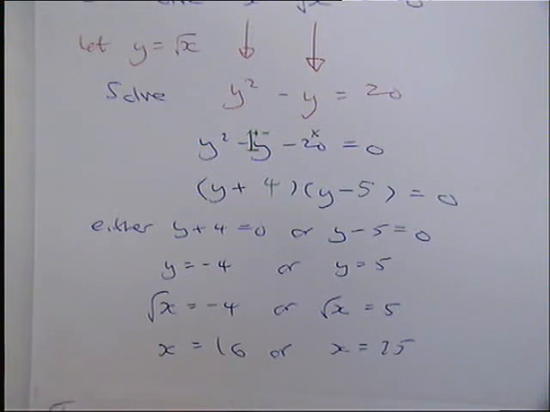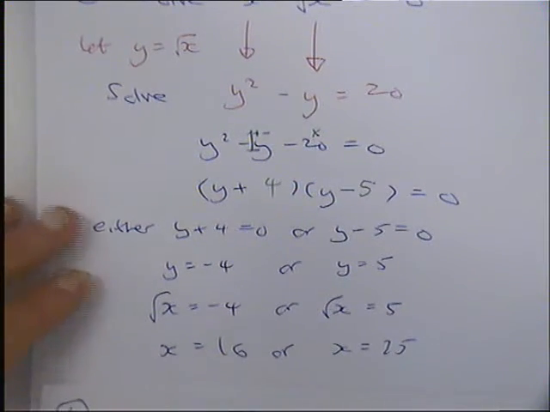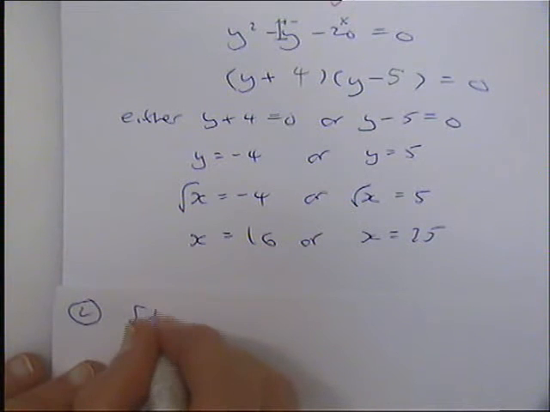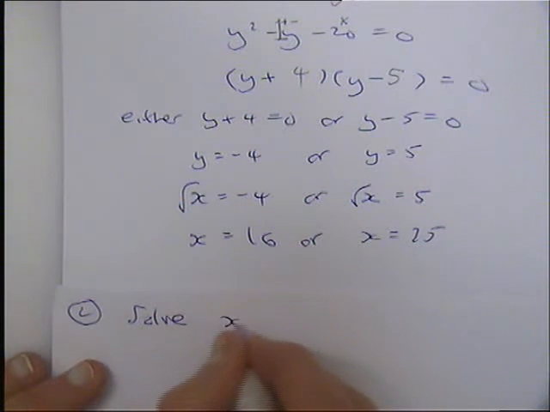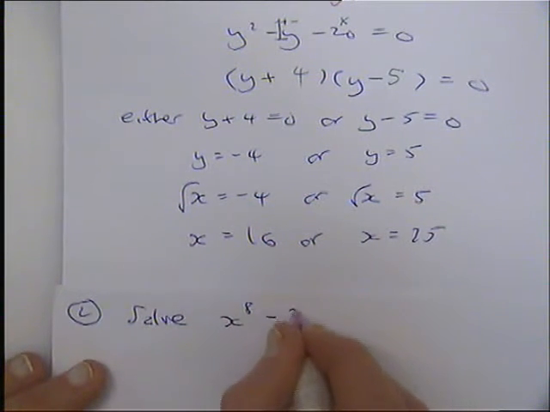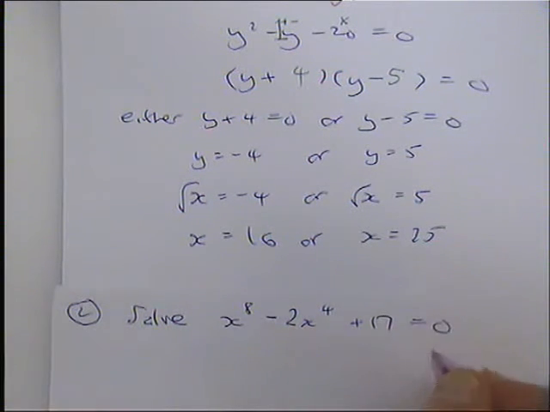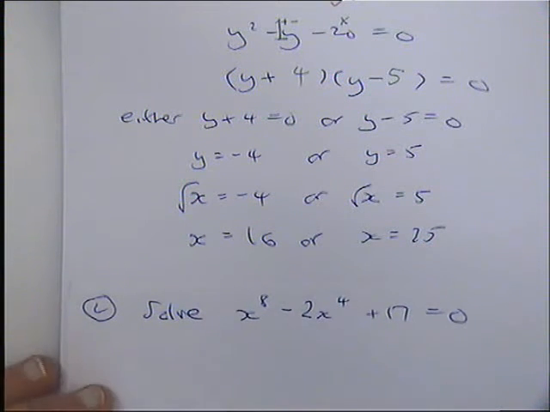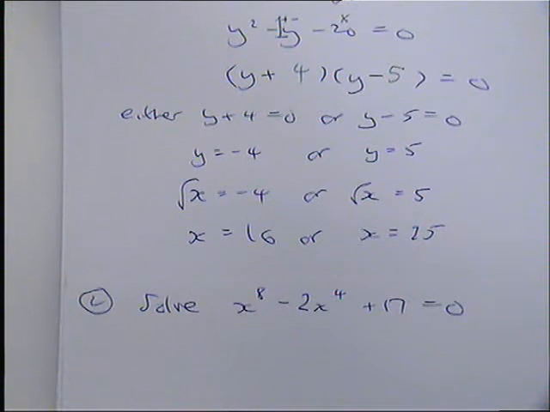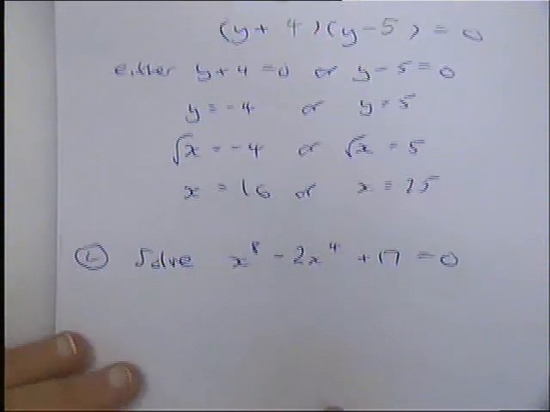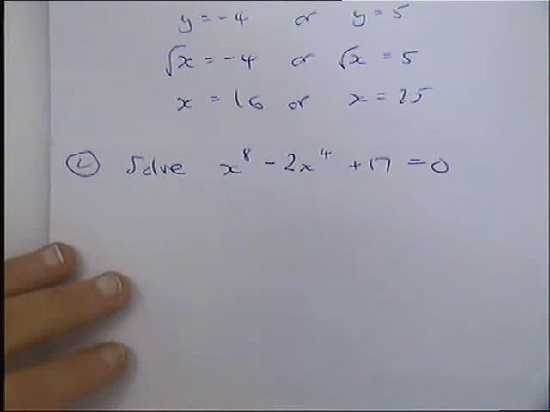Right, we're going to look at another one. Same sort of thing. Might not look like one to start with, but it becomes one. We are going to have a go at solving x to the power of 8 minus 2x to the power of 4 plus 17 equals 0. It does not look like a quadratic. There's no squared bit in it anywhere.